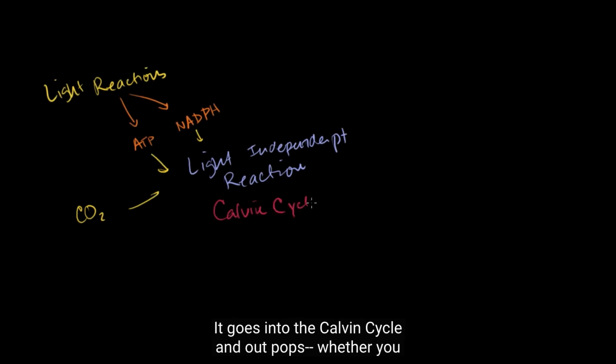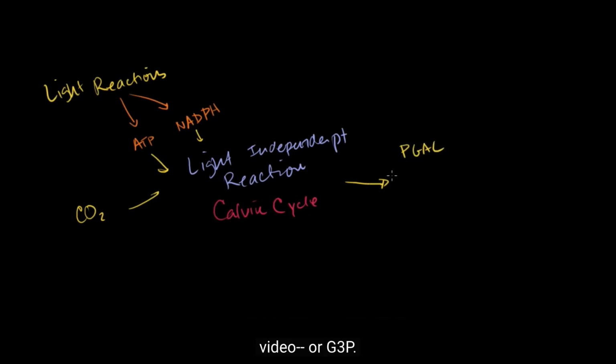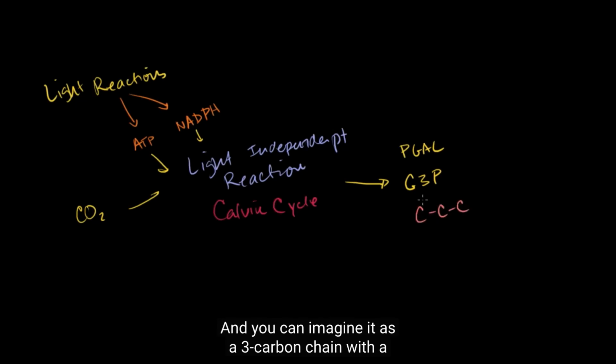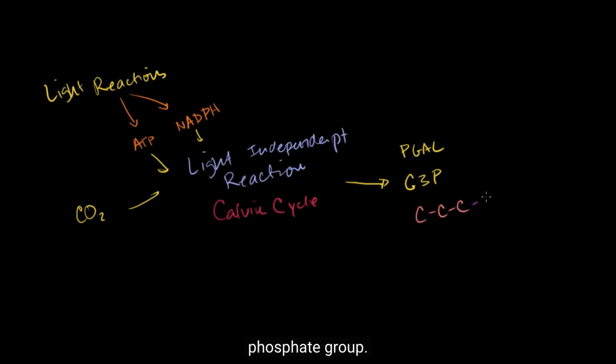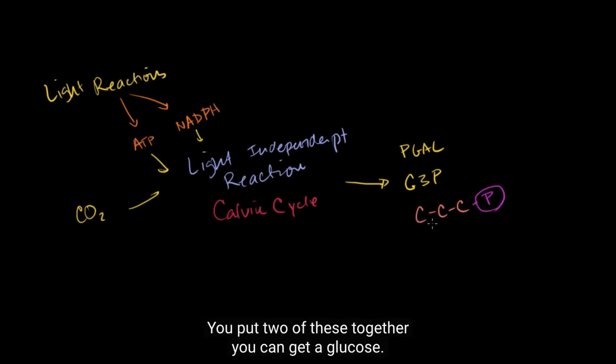Goes into the Calvin cycle, and out will pop, whether you want to call it P-gal, we talked about in the first video, or G3P, this is glyceraldehyde 3-phosphate, this is phosphoglyceraldehyde. They are the exact same molecule, just different names. And you can imagine it as a 3-carbon chain with a phosphate group. And then this can be used to build other carbohydrates. You put two of these together, you can get a glucose.